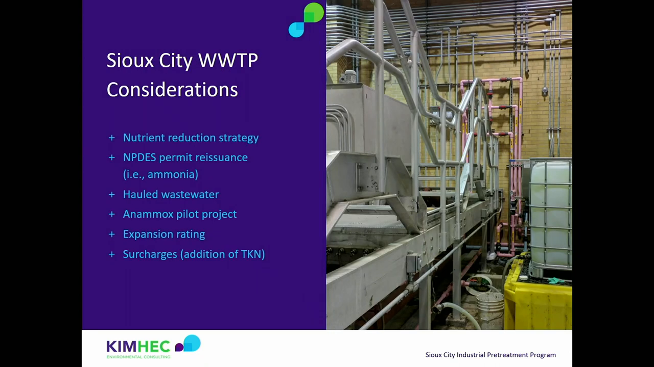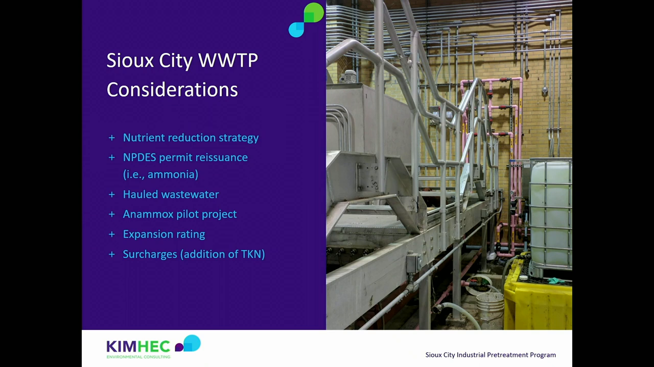So just to highlight some considerations for your wastewater treatment plant, for why there's some fluctuation and variation. One is we have to keep in mind there's a nutrient reduction strategy that the city is gonna be required to implement eventually, that's gonna require that they show reduced nutrient loadings and or discharges into the receiving stream. When the city gets a new permit in March of 2020, the ammonia limits are supposed to be cut in half. So that's a variable that needs to be considered in the future.